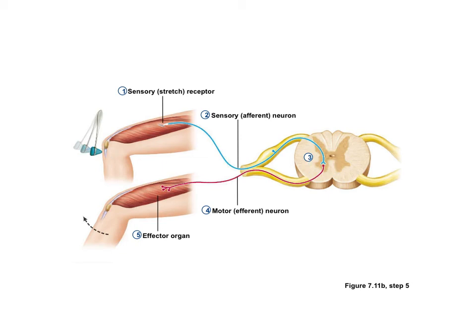And this means you still do have those 5 elements of a reflex, right? There's a sensory or stretch receptor, the sensory neuron. The signal is integrated in the central nervous system even if there's no interneuron. And then there's the motor or efferent neuron that carries the message to the muscle, and the effector organ, or the muscle, contracts and causes your leg to straighten a little bit.